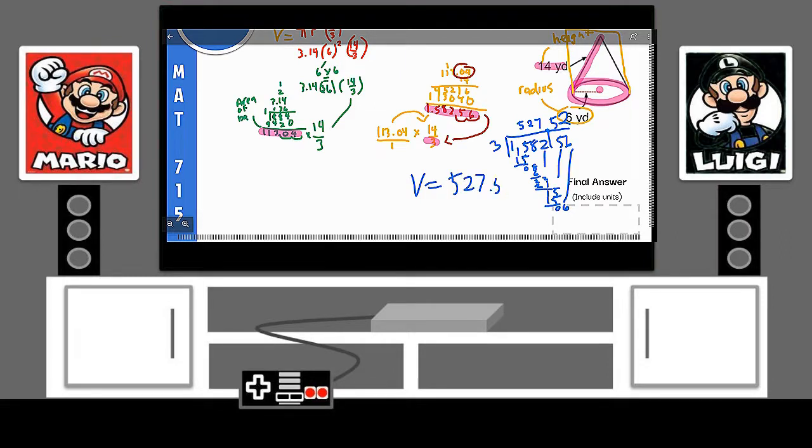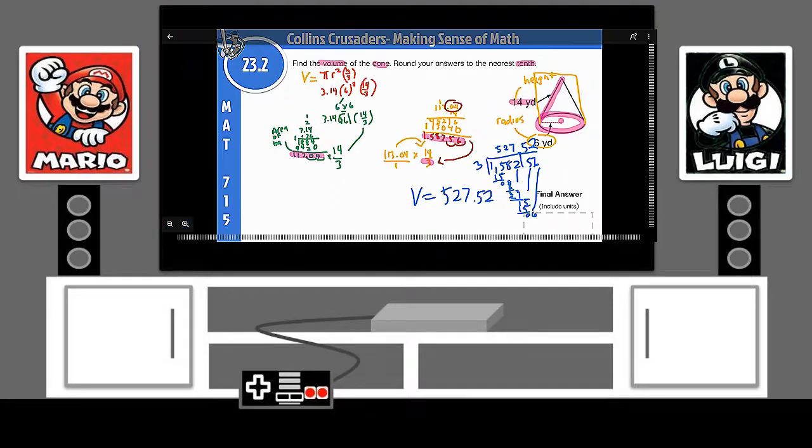So we're left with a volume of 527 and 52 hundredths. If we think back to the original problem, it's asking us to round to the nearest tenth. So the 5 is in our tenth value. The 2 tells us we can leave the 5 by itself. So we have 527.5, and we're dealing with yards cubed.